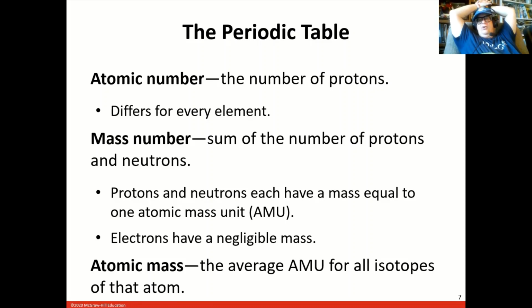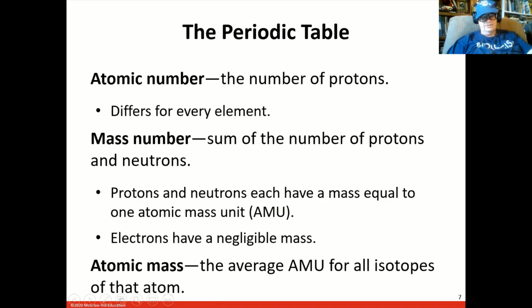Electrons, we ignore. There is a little mass, but it's so minor that we just ignore it, okay? So don't be freaked out about that. And atomic mass, when people say atomic mass, it's the average atomic mass unit for all the isotopes of that atom.